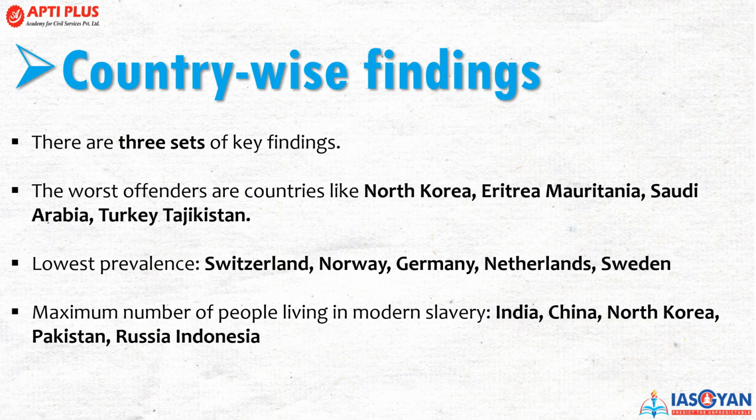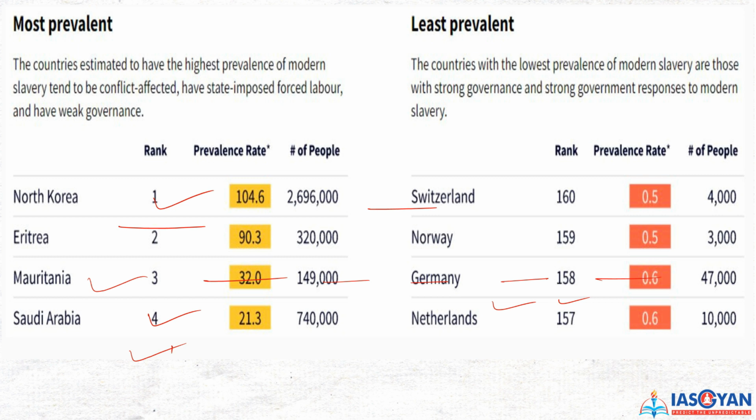Now, country-wise findings. There are three sets of findings. The worst offenders are countries like North Korea, Mauritania, Saudi Arabia, Turkey, and Kazakhstan. The lowest prevalence is in Switzerland, Norway, Germany, Netherlands, and Sweden. And the maximum number of people reported in modern slavery are in countries like China, India, North Korea, Pakistan, Russia, and Indonesia. So just to give you a complete set with the data, for revision purposes, you can check it out here.